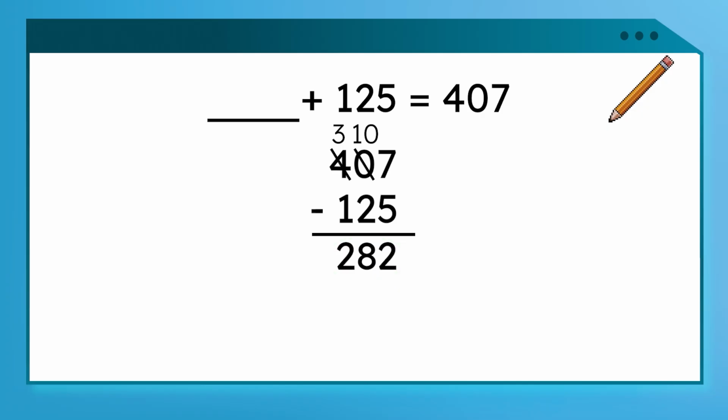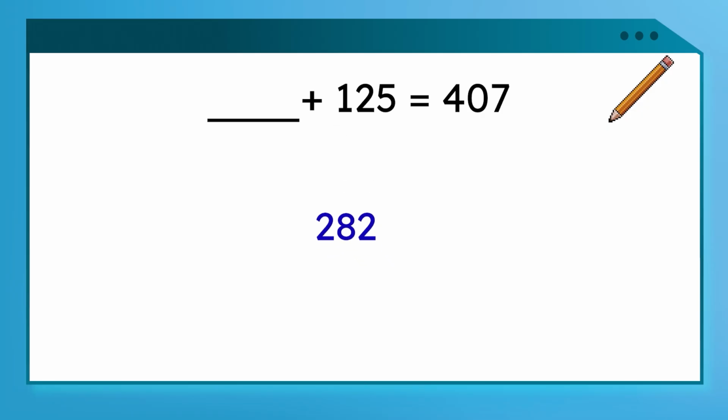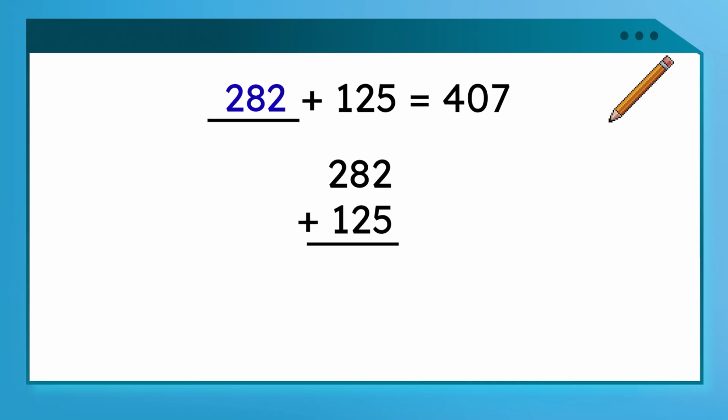Back in level 2, we checked our answers by going back to the original problem. We think we figured out the mystery number is 282, so let's put that into the blank space and add to make sure it works. Our problem is now 282 plus 125. 2 plus 5 is 7. 8 plus 2 is 10. We'll regroup the 10 to the hundreds place and we're left with 0 tens. Now add the hundreds. 1 plus 2 plus 1 is 4. Our final answer is 407. We figured it out.